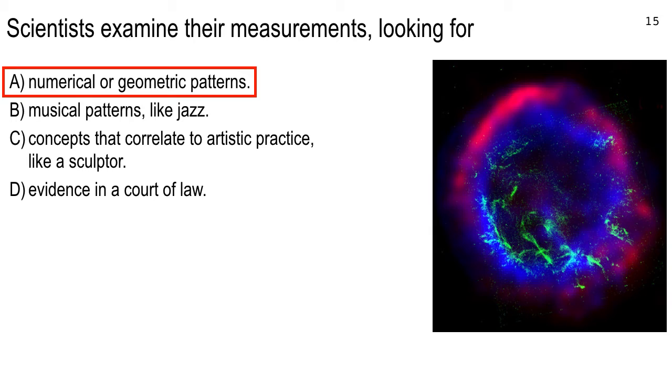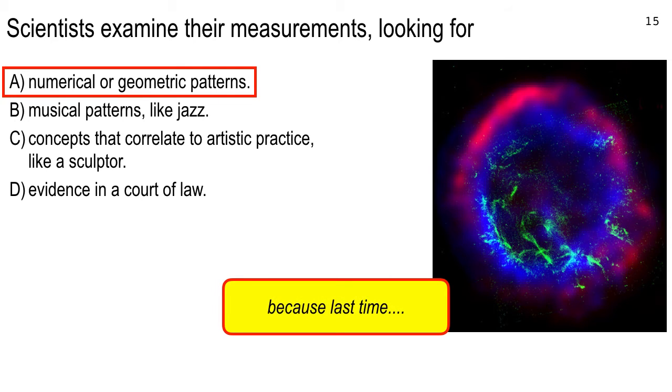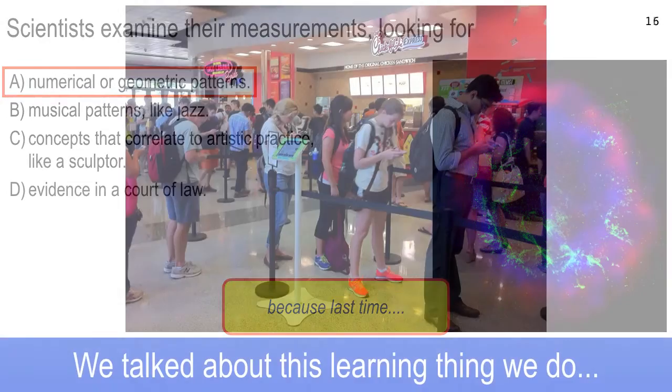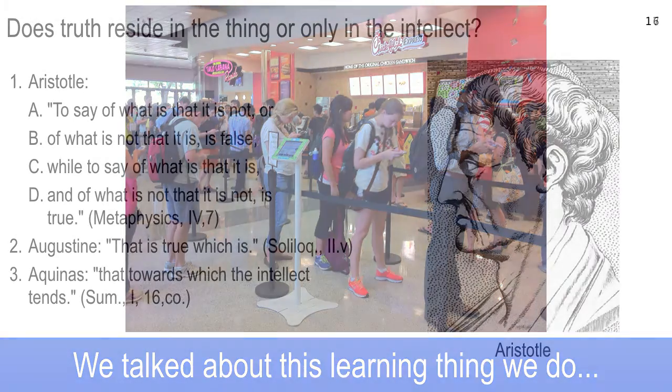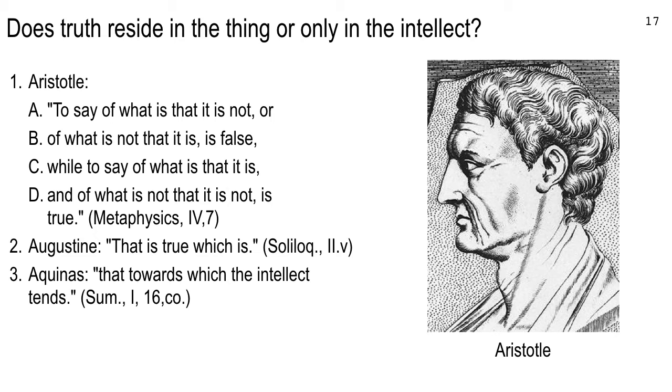And actually, 87% of you got that one right. That is definitely appropriate for us because last time we were talking about the nature of this thing that we do, searching for the truth. So let's get back to that now. We were talking about learning, trying to find that which is true. We talked about Aristotle, Augustine, and Aquinas, their definitions of the truth. And the last one is pretty good, that towards which the intellect tends.